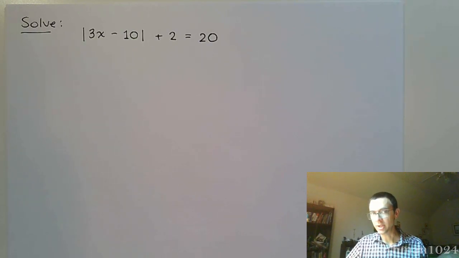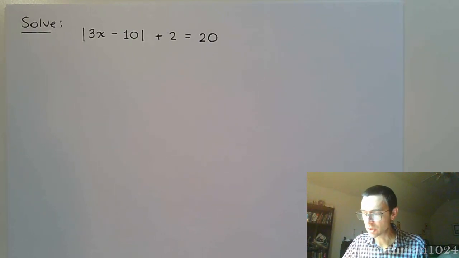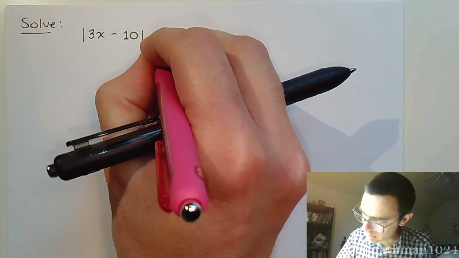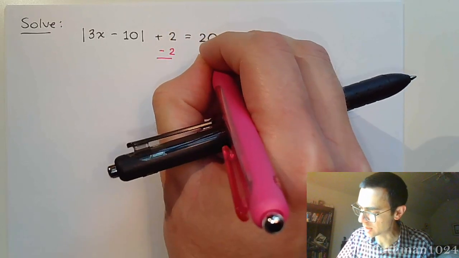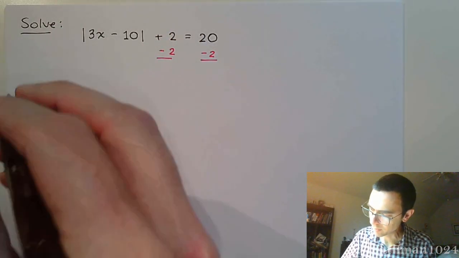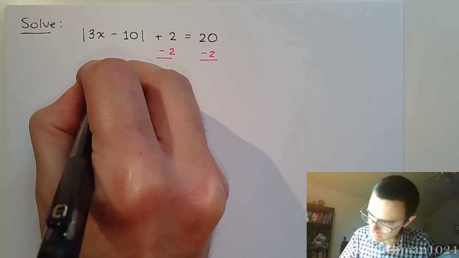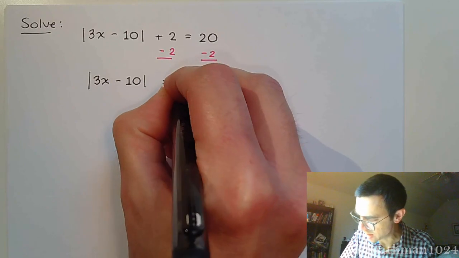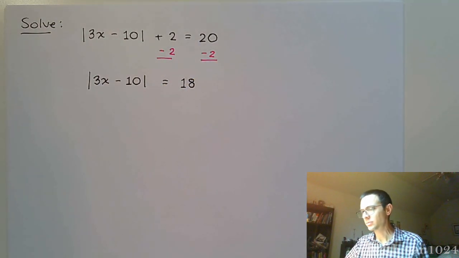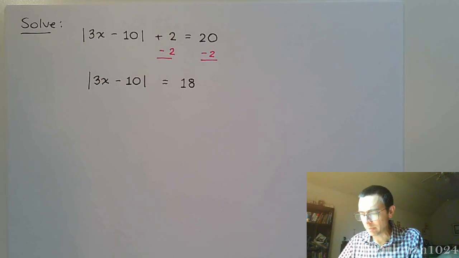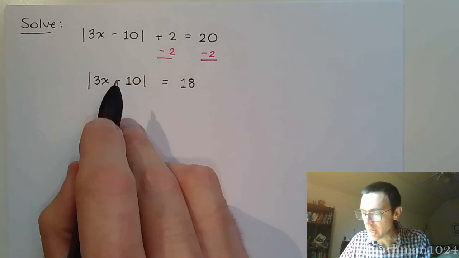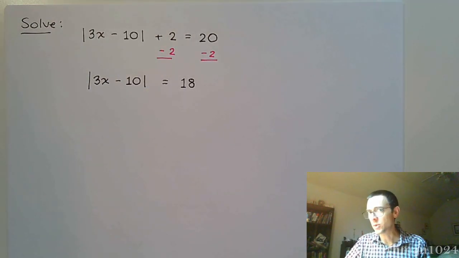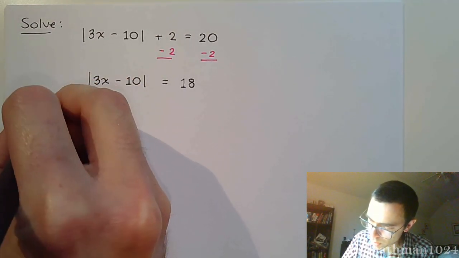So before we can really do anything, we have to make sure that we address the issue of getting the absolute value by itself. Okay? So, subtract 2 on both sides. So we get the absolute value of 3x minus 10 is equal to 18. All right. Again, understand that you can't move things out of this absolute value. You now have to recognize that the absolute value is by itself, and you separate into your two equations.